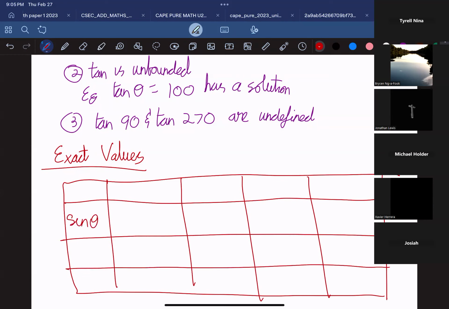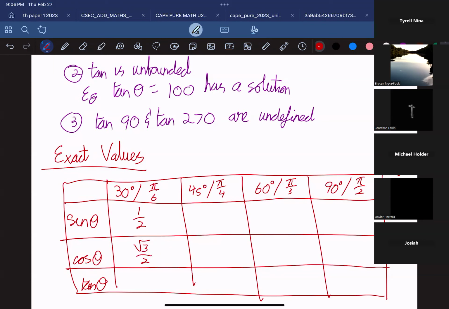So you'll have 30, 45, 60, 90. We have sine theta, cos theta, tan theta. And we have 30 degrees, or pi on 6, 45 degrees, pi on 4, 60 degrees, or pi on 3, and 90 degrees, pi on 2. So sine of 30 is a half, cos of 30 is root 3 over 2, tan of 30 is opposite over adjacent, 1 over root 3. Sine of 45 is 1 over root 2, or root 2 over 2. Same thing here, and this is 1.